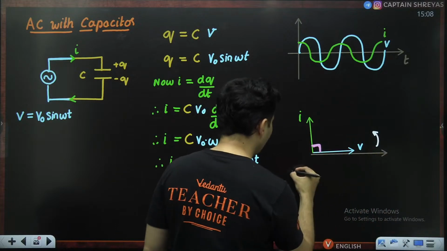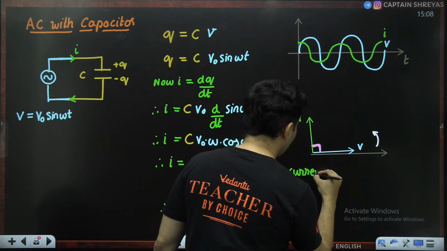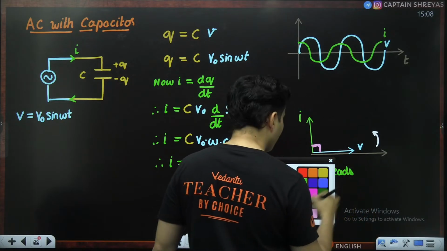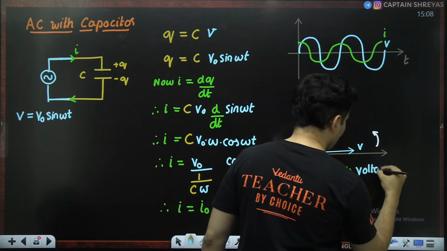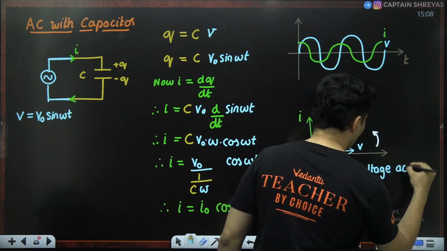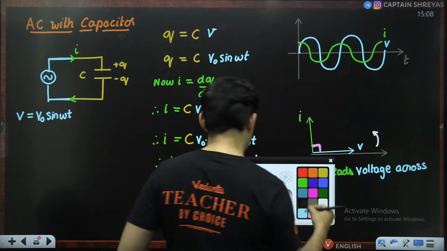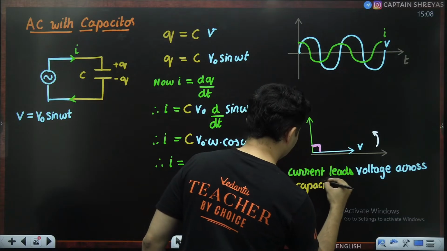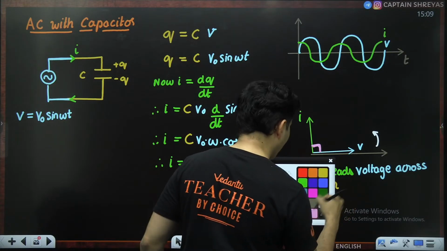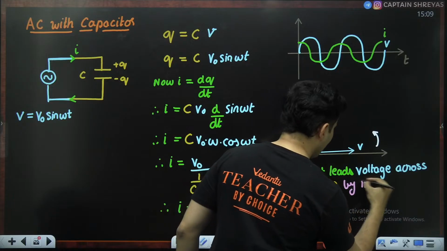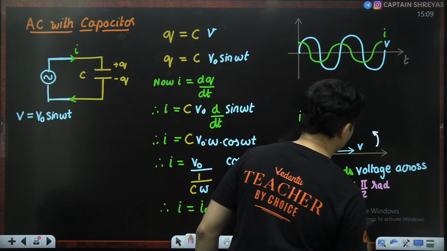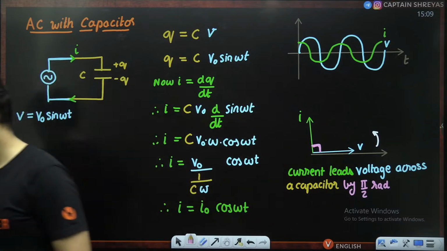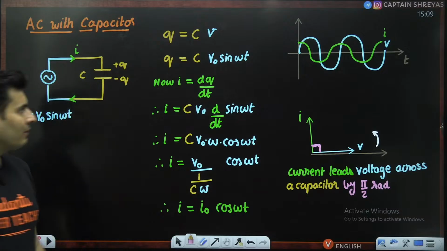So here I can say that the current leads the voltage across a capacitor by 90 degrees or pi by 2 radians. Very, very important. Leads means it is already ahead of it. Cool, guys? Yep. Very good.